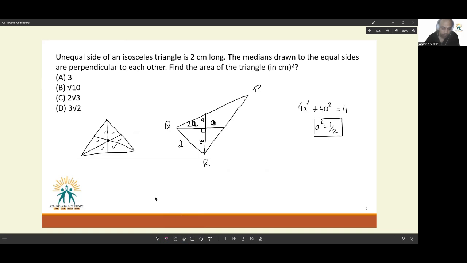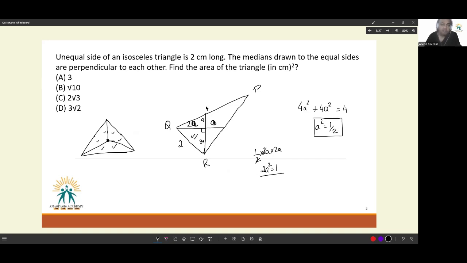And if you're more interested in just the current shape that we have, lines joining the centroid to the vertices divide it into 3 triangles of equal area. So for this particular triangle, look at the area that we are getting. It is going to be half into 2A into 2A, or 2A square. It should be equal to 1 because A square was equal to half. So 2A square should be equal to 1.